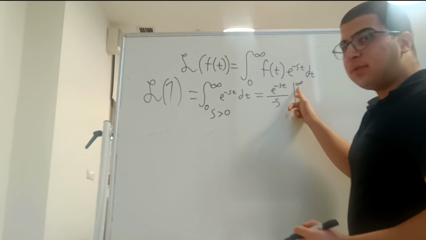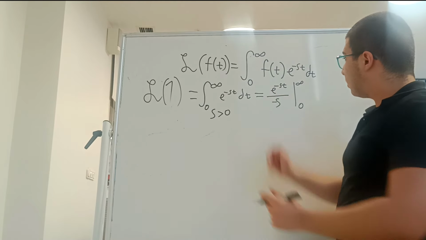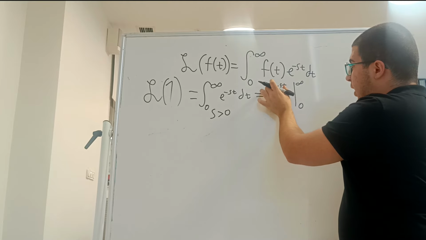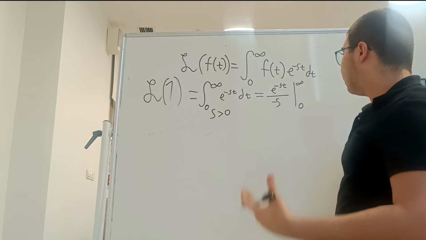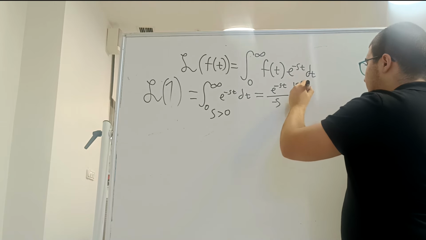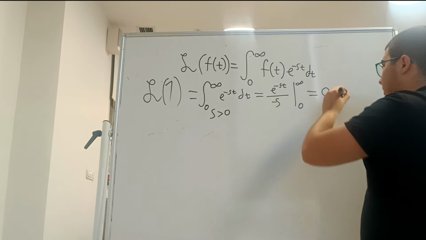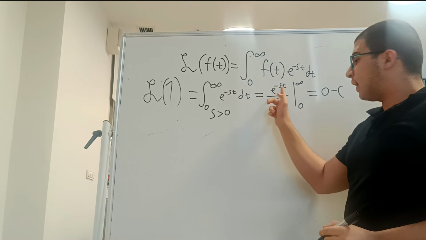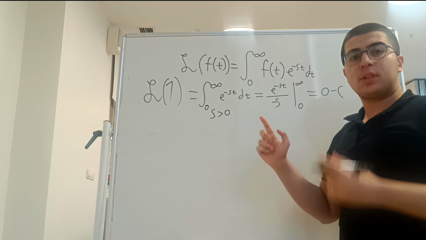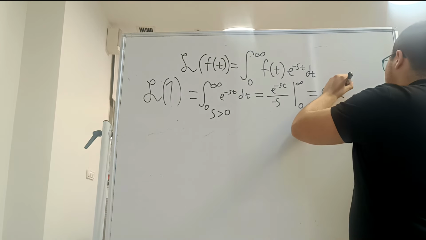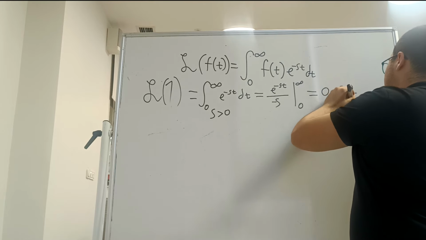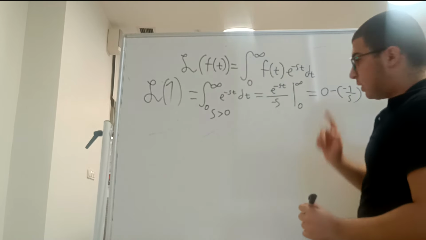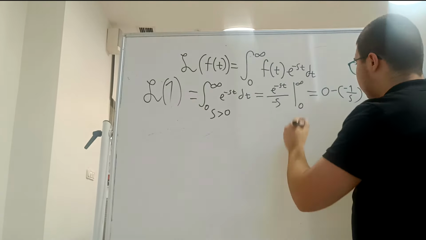When t goes to infinity, this is equal to 0, because it's going to be e to the minus infinity, which is 0 at the limiting point of infinity. So this is equal to 0 minus, if I put in 0, e to the 0 divided by minus s, which is 1 over minus s. So minus 1 over s, and minus minus makes a plus. So this is equal to 1 over s. So the Laplace transform of 1 is equal to 1 over s.